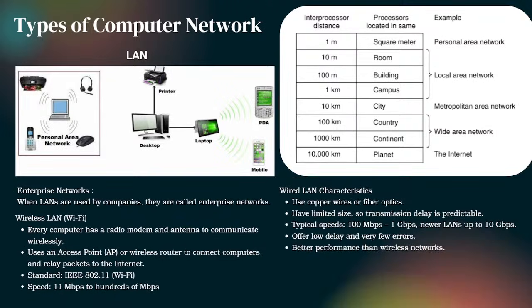If it is in a company or in an enterprise, we can say it is an enterprise network. Now wireless and wired, again the description importance is given there. Wireless means every computer has a radio, modem, and antenna to communicate wirelessly. It uses an access point or wireless router to connect computers and relay packets to the internet.